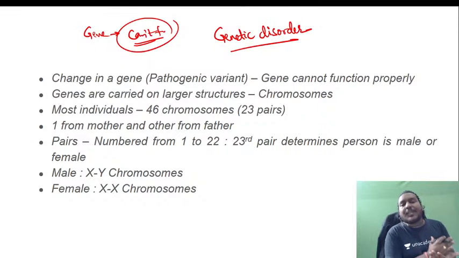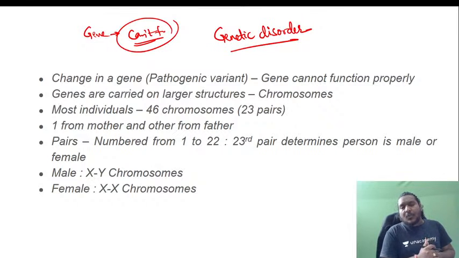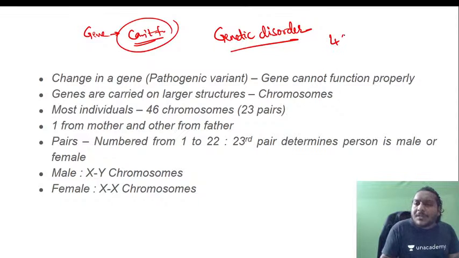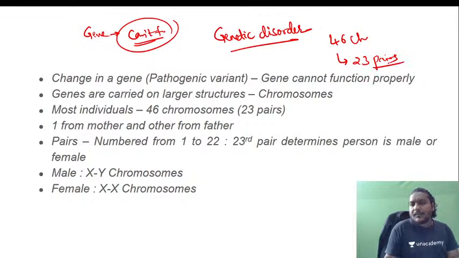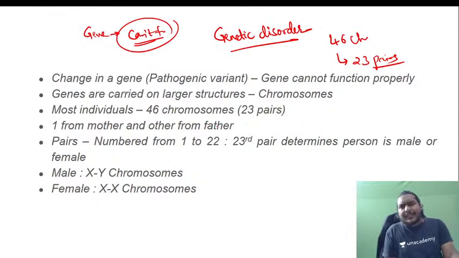These genes which we are talking about are carried on a chromosome. The chromosome is something which would be coming, and the gene is a part of this particular chromosome. And yes, we humans have about 46 chromosomes, which we divide into 23 pairs. Among these 23 pairs, the pairs from 1 to 22 will not have any impact on the gender of the child.